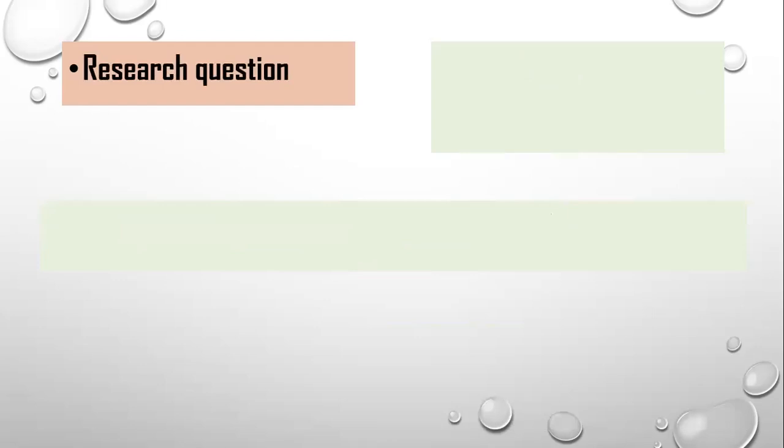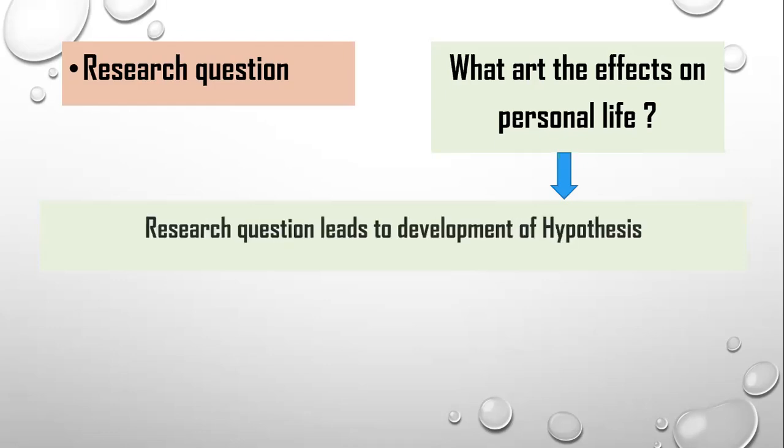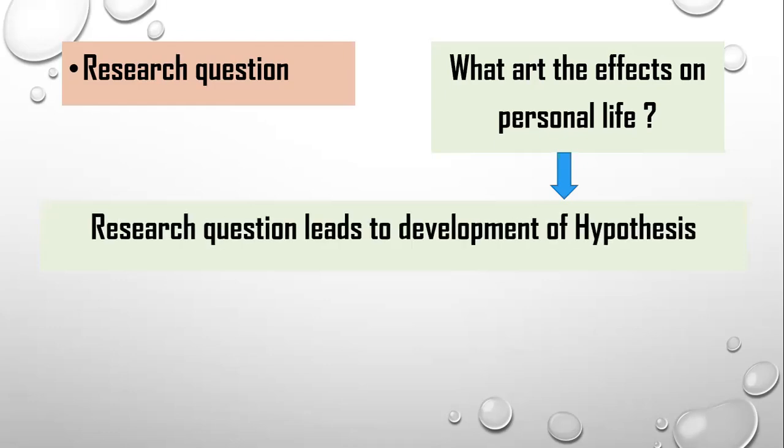Research question is actually the specific area that the researcher is interested to investigate. When the researcher comes to the point that he or she is interested to observe the effects of lockdown on personal life, then the research question may be shaped as: what are the effects on the personal life of people due to lockdown? And the research question leads to the development of a hypothesis. Actually, the research question and hypothesis are the two sides of a coin.